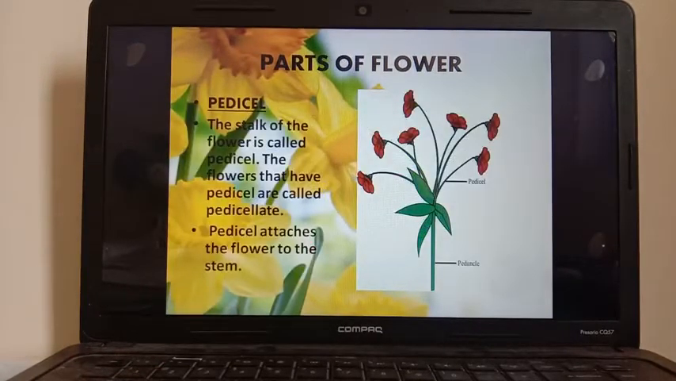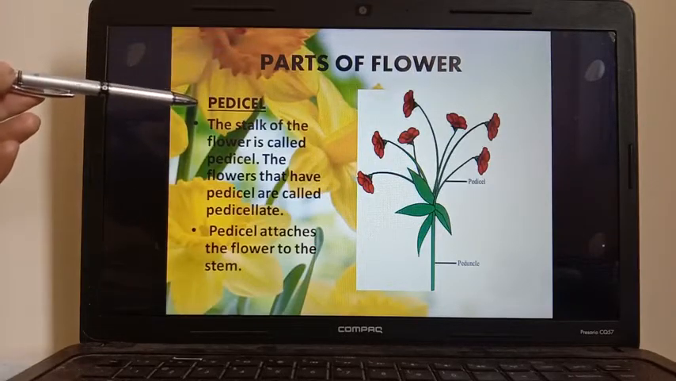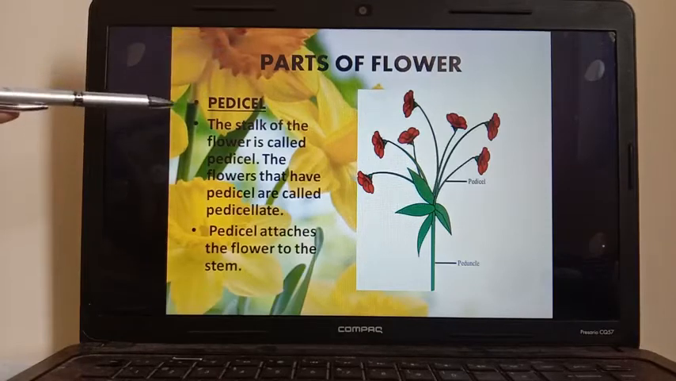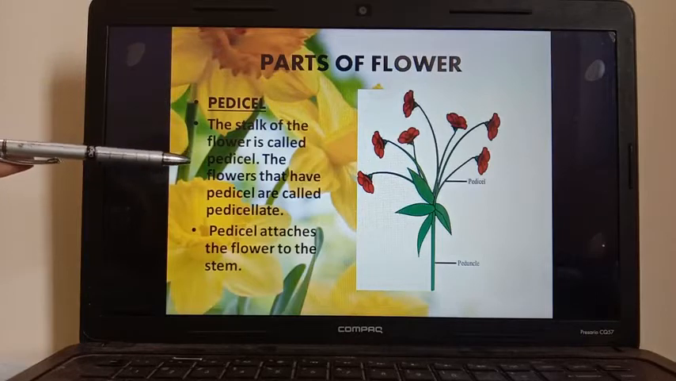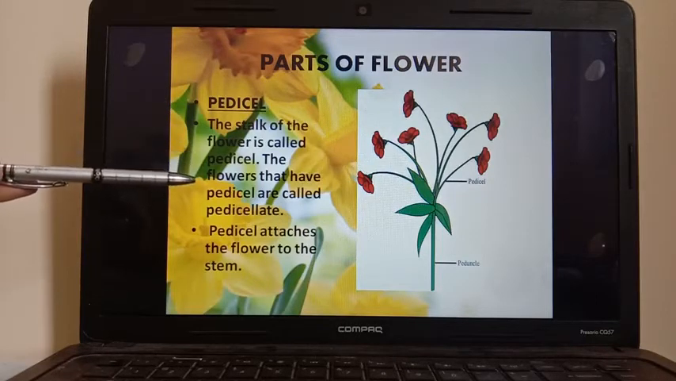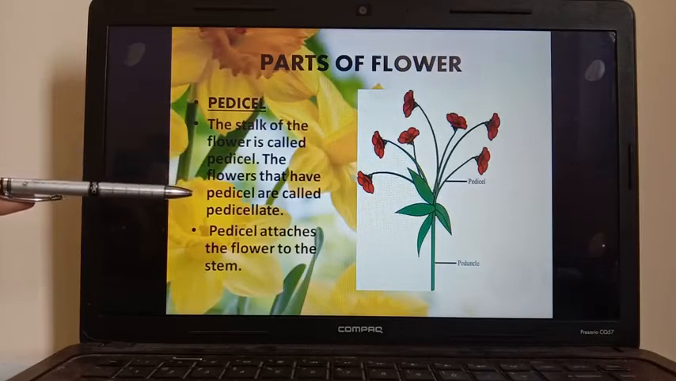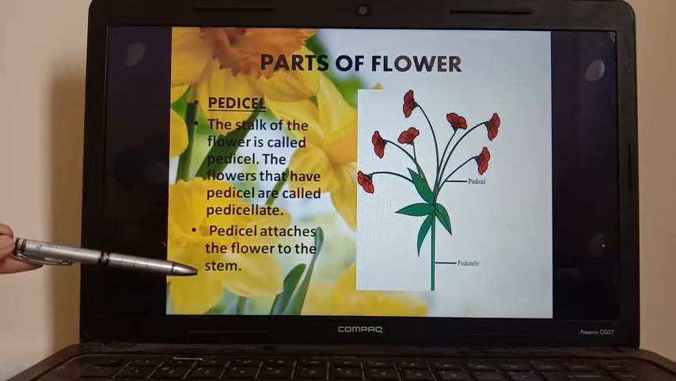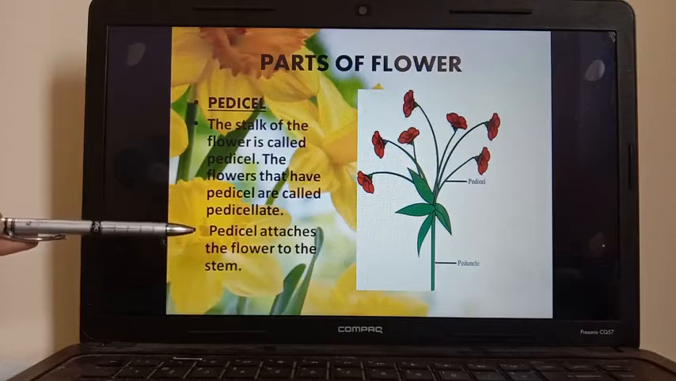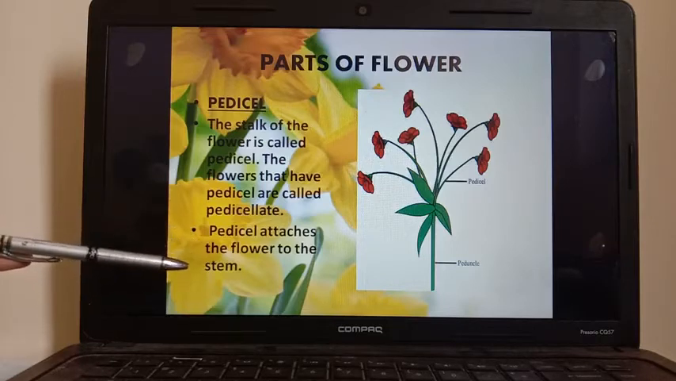Now we are going to discuss all parts of flower in detail. So first one is pedicel. So what is a pedicel? Already I have told you the stalk of the flower is called pedicel. The flowers that have pedicel are known as pedicellate flower. Pedicel attaches the flower to the stem. So this is the function of the pedicel.